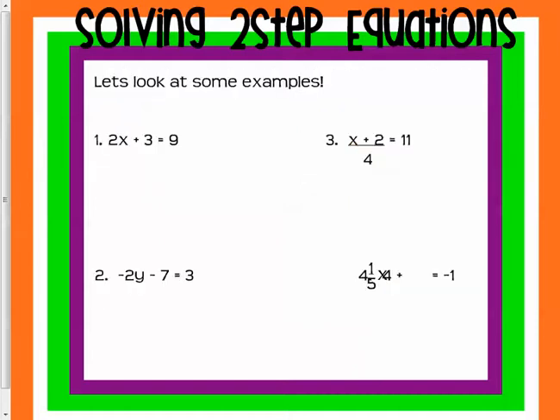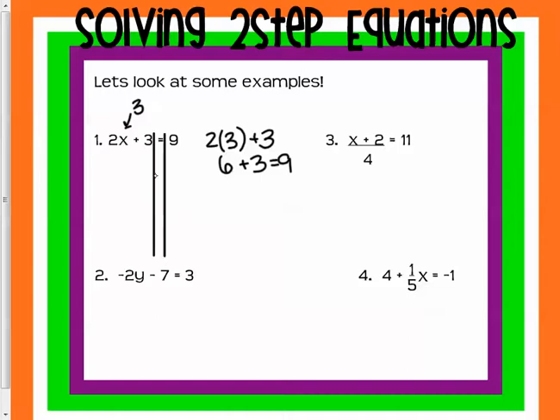So let's look at some examples. This is what two-step equations look like. So what we need to do is undo what we would have done with order of operations. Okay, so let's think about the first one. We know 2 times 3 gives us 6, and then when we add 3, that gives us 9. So the solution to this one has to be 3. But what if it's not that simple?